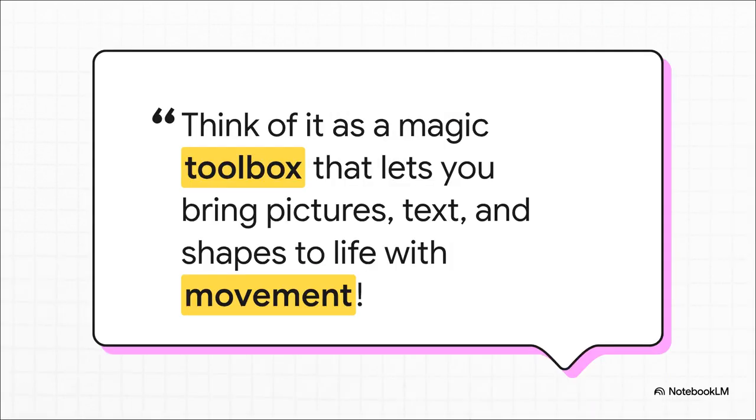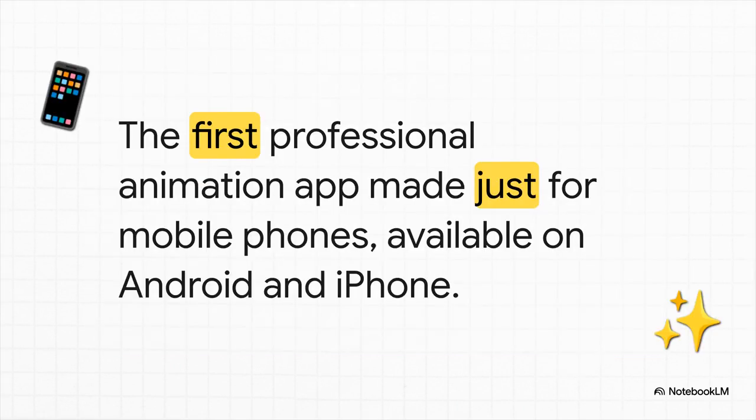You know, the best way to think about this app isn't just as a piece of software. It's more like a creative toolbox. It's a way for you to take all those static pictures, words, and shapes you have on your phone and just inject them with life, give them movement and energy, and you can do it all from your phone. And this is what makes it a real game changer. This isn't some watered-down, clunky version of a desktop program. Nope. Alight Motion was built from the ground up specifically to be a professional-level tool for your phone, whether you're using an Android or an iPhone.